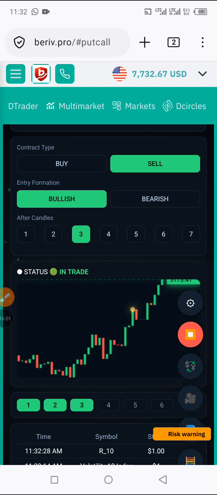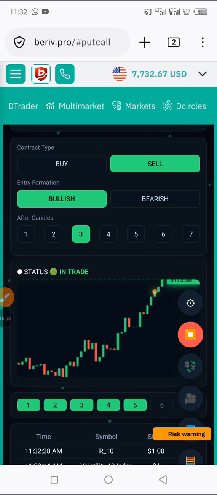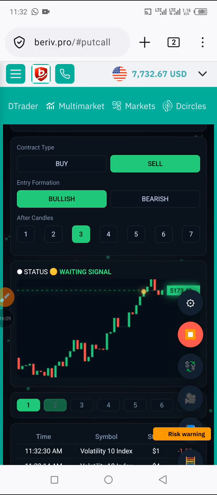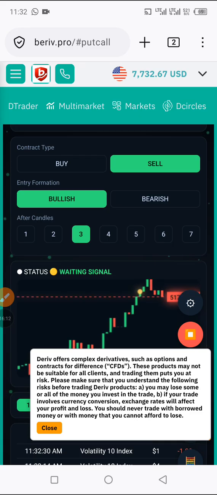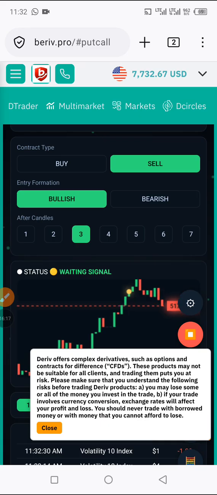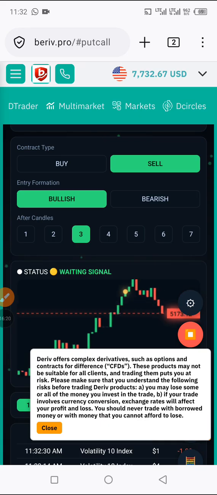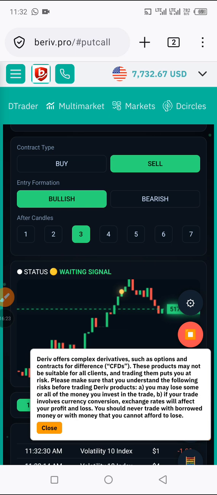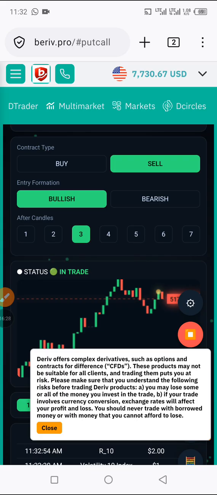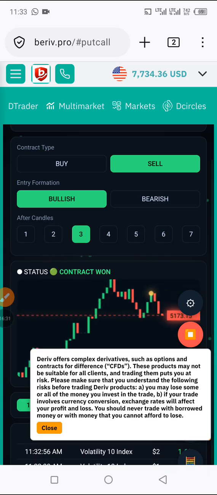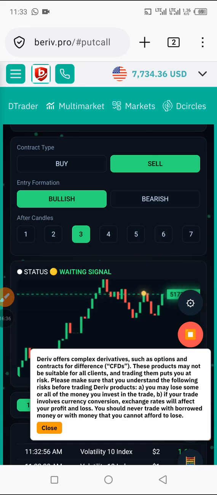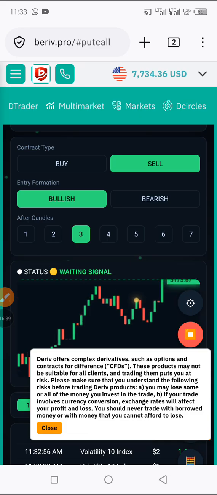Alright, so again, if you are new to trading, you need to understand that trading is a risk. So you can click the risk warning to read the warnings about trading, so that you do not lose money that you cannot afford. So make sure you always invest an amount that you can afford to lose. So for now, let me just fast forward this tutorial. I will pause a little bit so that it opens a number of trades, and then I will come back with the results.